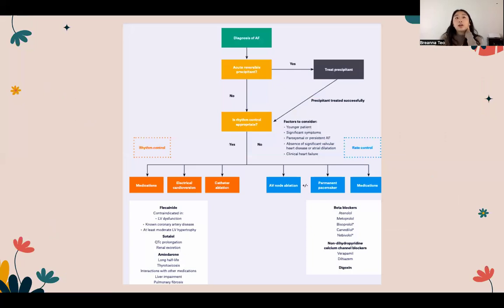Again, you can see here this is from RACGP, the AF flowchart. So diagnose the AF. Can we find something that is causing it? Can we rhythm control or are we going to rate control? And you can see here the different ways that you can do both of those things.